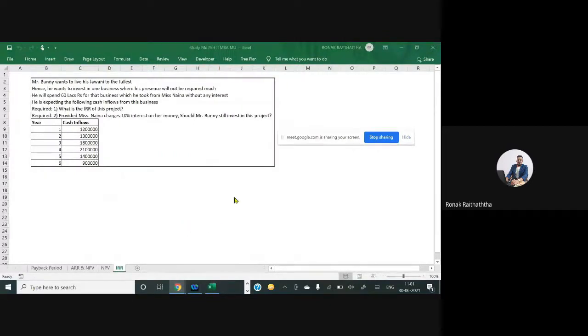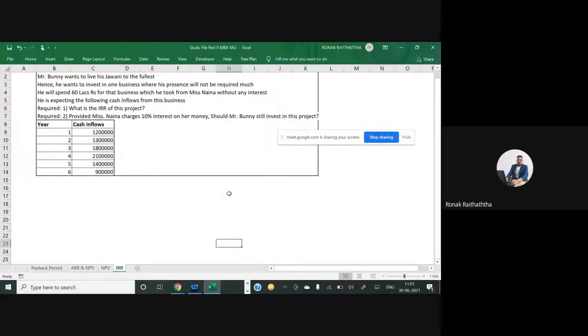Good. So IRR stands for the internal rate of return. Internal rate of return. Now, what is this internal? What is this rate of return?